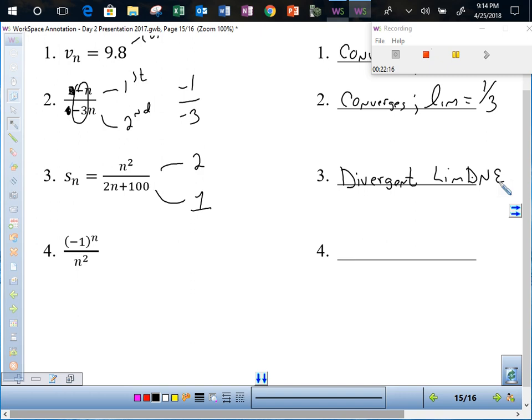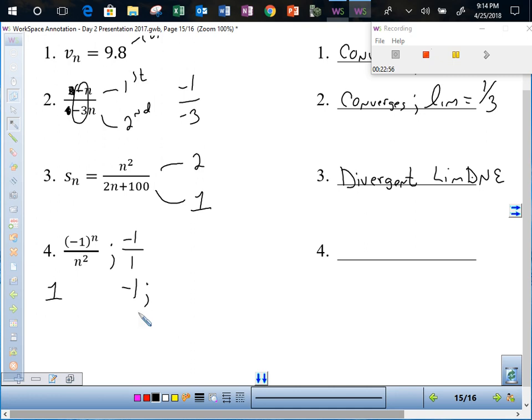Here's my number 4. Let's look at this one, because one power's at n and the other's at n squared. So let's list a couple of terms to see if we can get a feel for this. Let me plug in a 1 to get the value of the first term. I'm going to have -1 to the first, which is -1 over 1 squared. So my first term is -1.